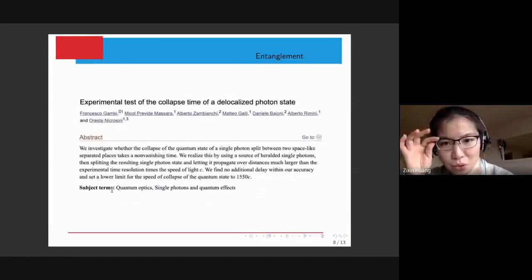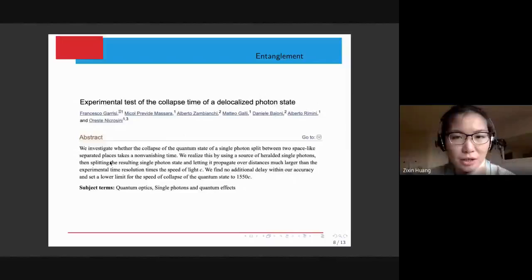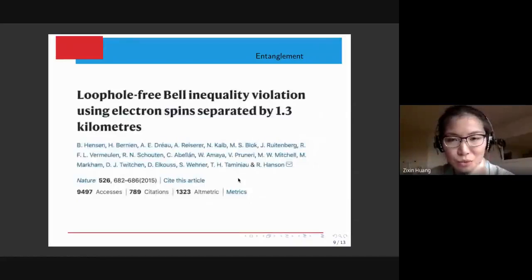So if you do a quick search on the literature, people have done all different sorts of experiments. This is quite a recent paper. They did this experiment using photons. They say in the final sentence of the abstract, we find no additional delay within our accuracy and set a lower limit for the speed of the collapse of the quantum state to 1,550 times that of the speed of light. So this is one group of people.